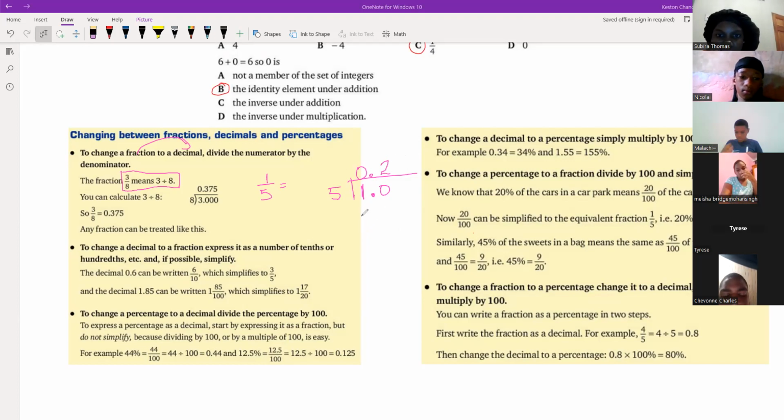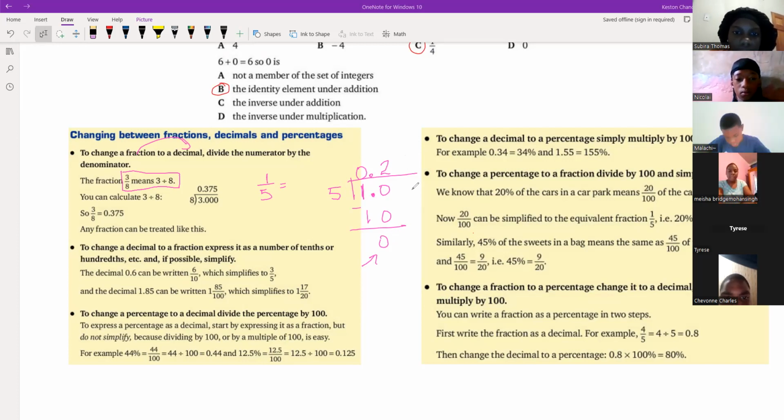2 multiplied by 5 is 10. You subtract them and you get 0. So what you're trying to do is basically end up with a 0 here. You're going to continue adding zeros until you can't divide anymore. You want to get to the point where 5 divides the number that you've been adding zeros to exactly. So converting 1/5 to a decimal is equal to 0.2. Everybody understand that? Yes, sir.